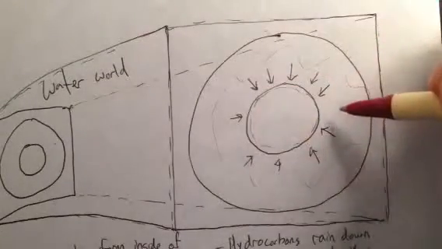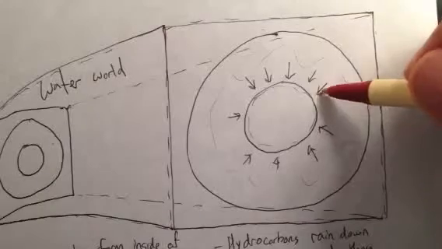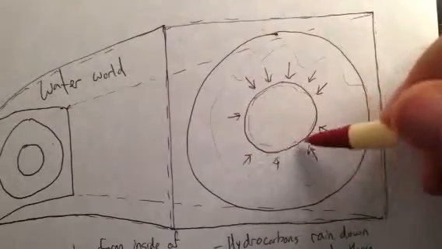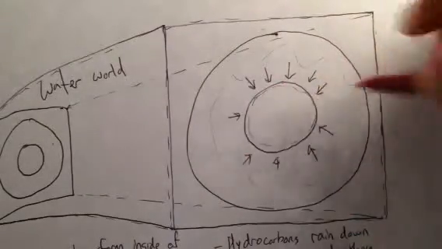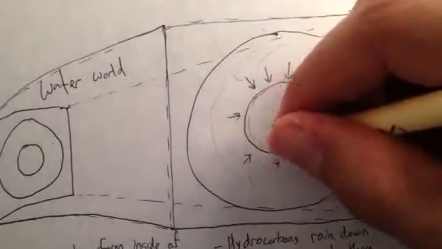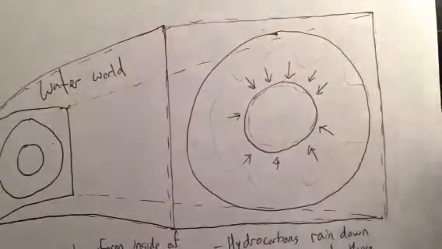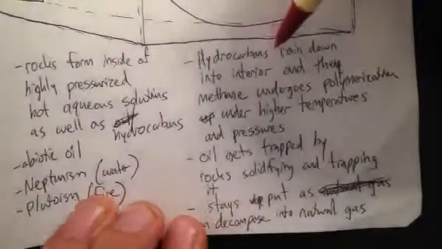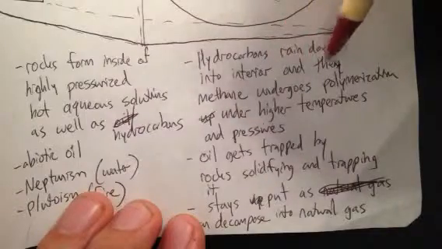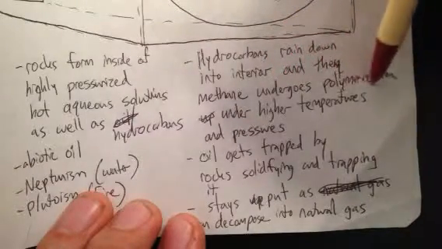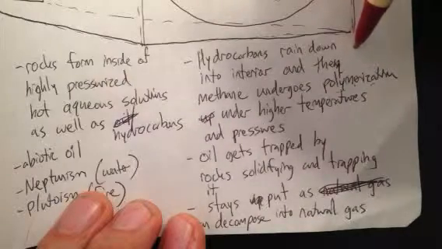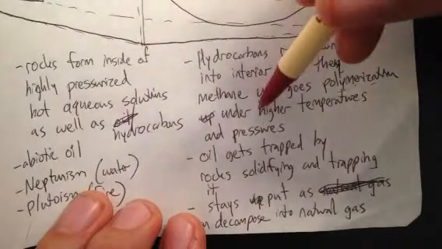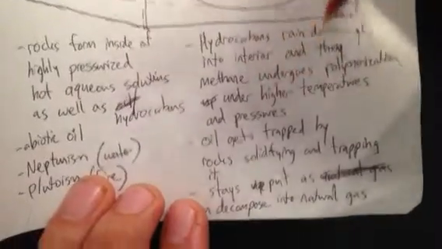The interior will begin forming hydrocarbons, meaning you'll have oil and natural gas rain that'll fall into the interior of the star as it forms its rocky crust full of different types of minerals. So basically, you have a few ideas here. You have hydrocarbons raining down into the interior, and the methane undergoes polymerization, meaning one molecule of methane becomes a chain of molecules of methane, and that happens under higher temperatures and pressures.